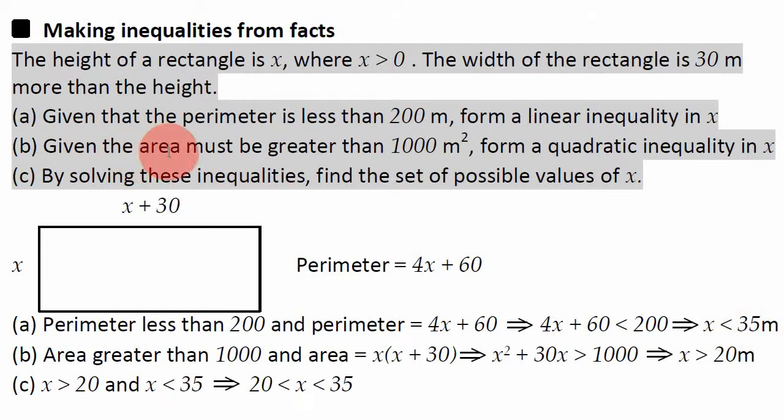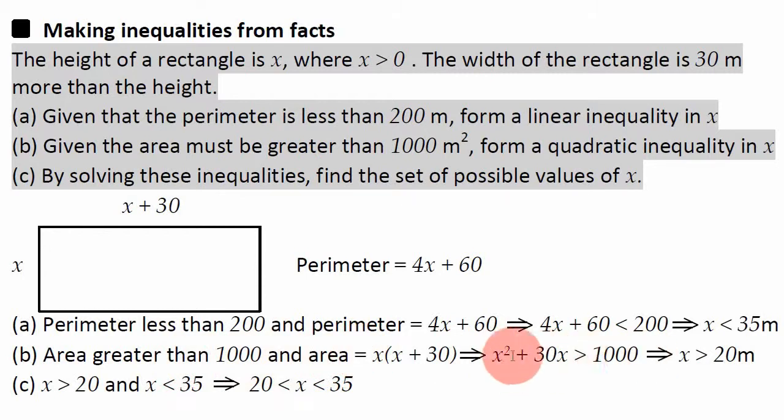It says, given the area is greater than 1,000 meters squared, make another inequality basically. So form a quadratic inequality. Obviously it's going to be a quadratic inequality because to work out the area of this shape using algebra, you have to do the height times the width, so x times x plus 30, which multiplies to make x squared plus 30x, so basically a quadratic. And this area, as it says, has to be greater than 1,000. So basically this stuff is greater than 1,000.